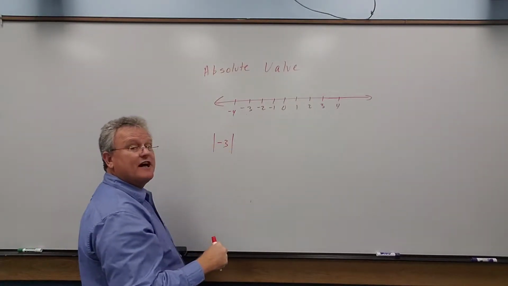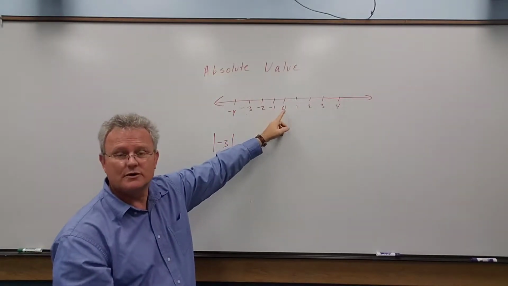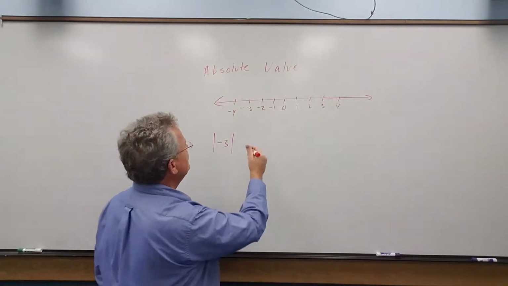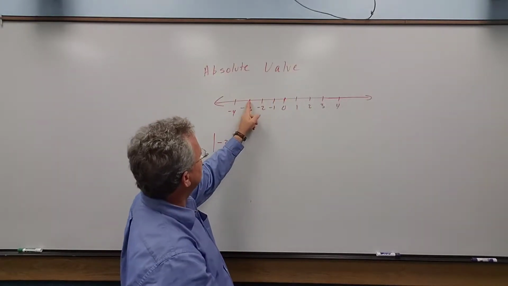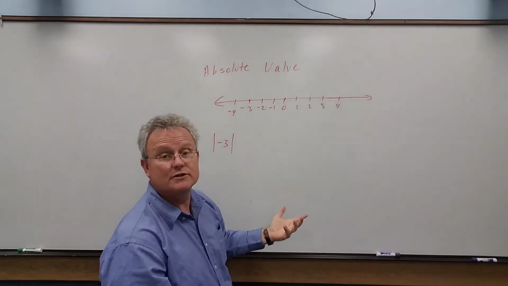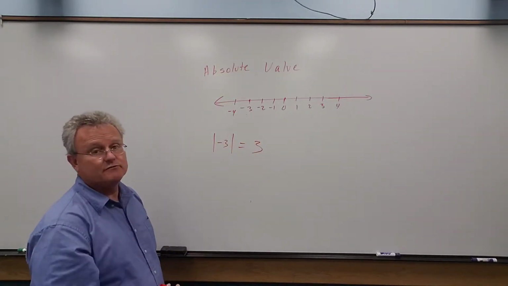But absolute value measures the distance from 0. 0, that's like our reference point. So -3, how far is that from 0? Well, it's 1, 2, 3 units away. So the absolute value of -3 is just +3.